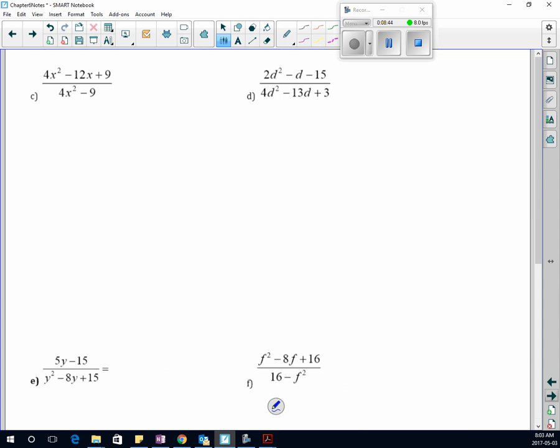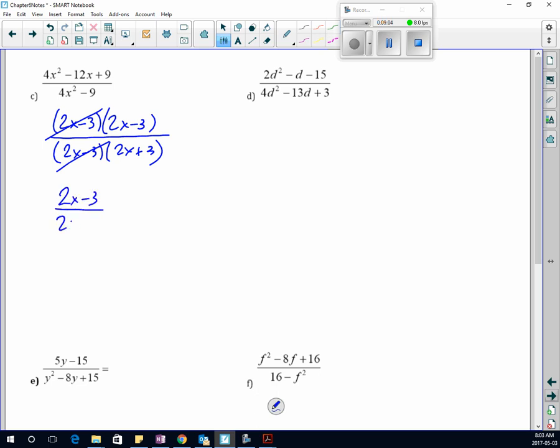Okay, moving on, we need to factor. So that would be 2x minus 3, 2x minus 3 over 2x minus 3, 2x plus 3. And you can see my form of 1 right there. So 2x minus 3 over 2x plus 3 is my final answer. But I got to say x cannot equal. So there's 2 spots where it can equal 0.